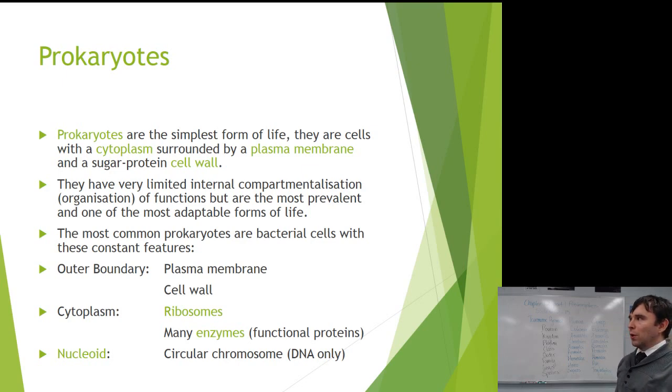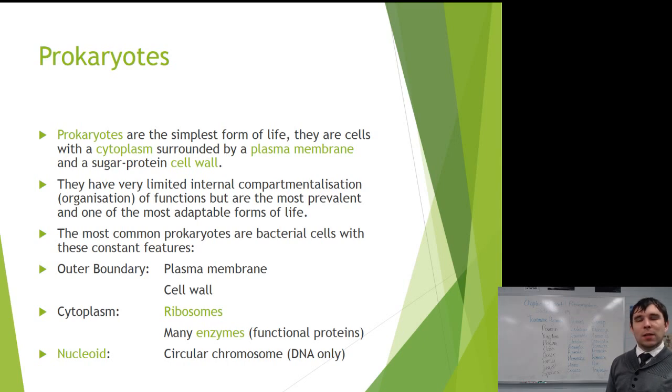There are ribosomes, and there are lots of enzymes in fluid, in what we call the cytosol, that liquid portion of the cytoplasm. And then lastly, we have a nucleoid, and the nucleoid is an area where the bacterial chromosome is found. And we'll see how different that is to eukaryotes. Now, that's what a cell needs in order to be considered a prokaryote.